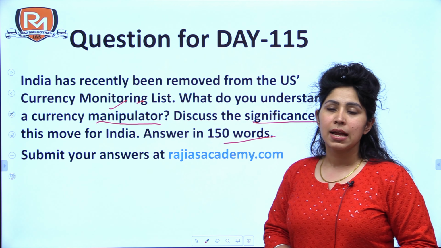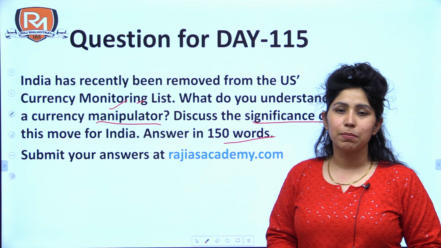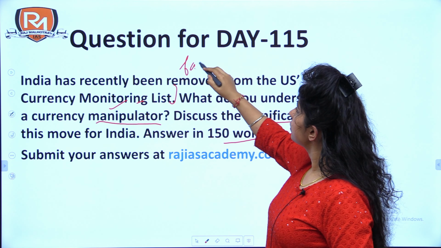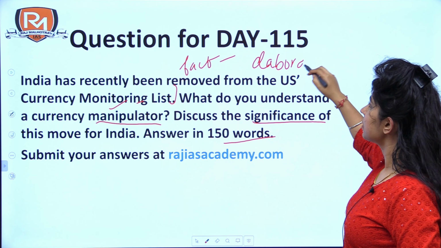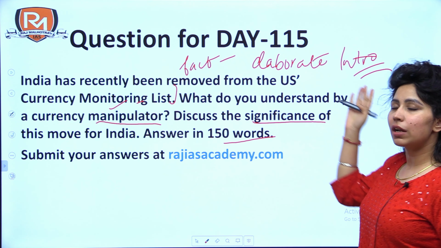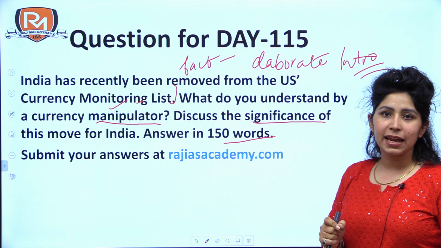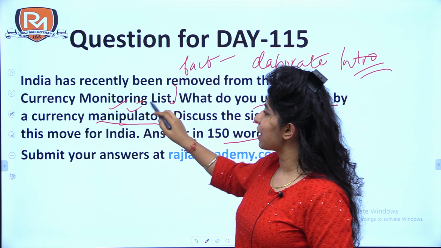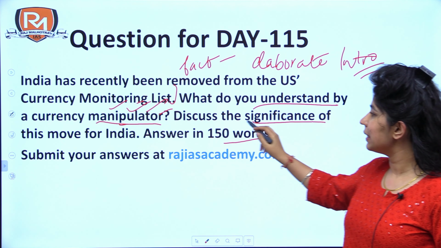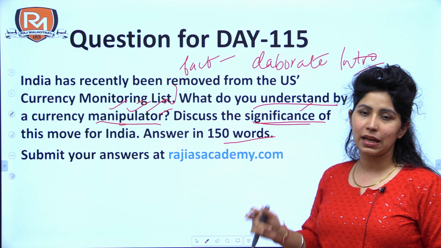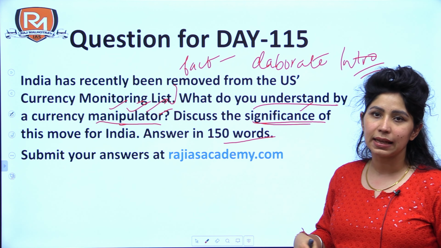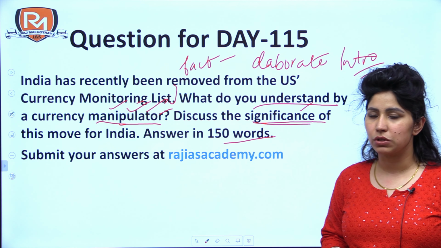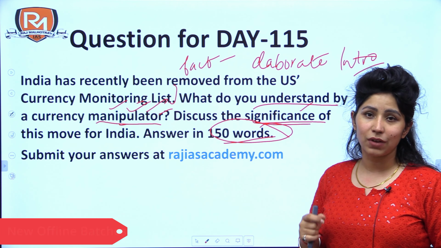Answer in 150 words. So what we need to see here is that the first statement of the question is just a basic data or a basic fact. Since a fact has been given, you need to elaborate on this in your introduction itself. Talk about this fact in the introduction, then create a base for your body paragraphs. What would you want to write in the body paragraphs? What do you understand by currency manipulator? Explain this in body paragraph 1 and then talk about the significance of this move for India in body paragraphs 2 and 3, and hence conclude by saying what importance this list holds for India or what changes would be seen in the near and long term future. Also make sure that your answer is just in 150 words.